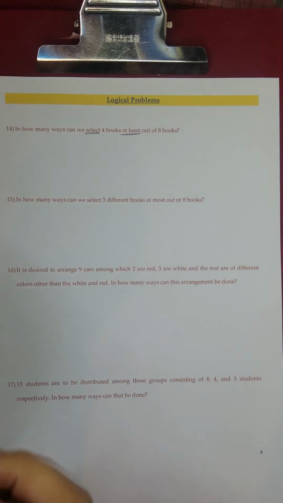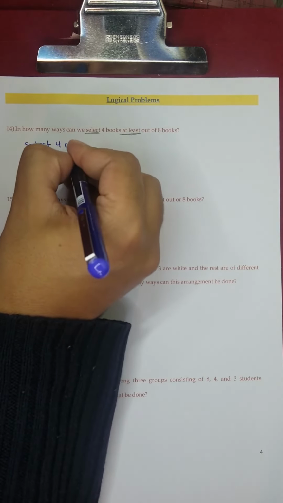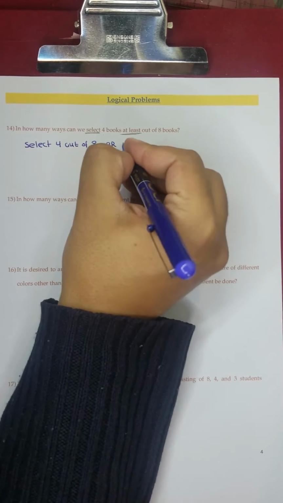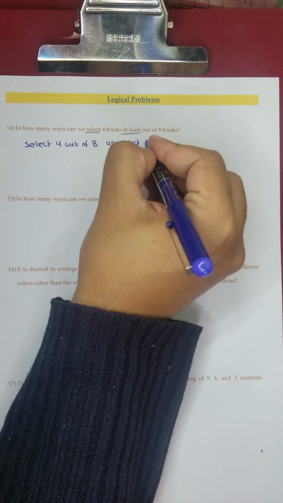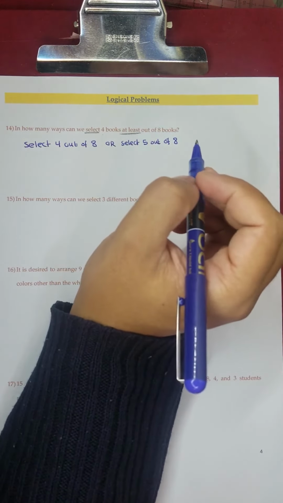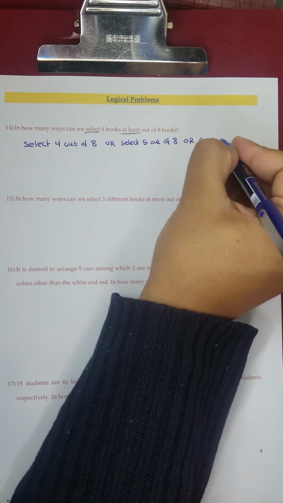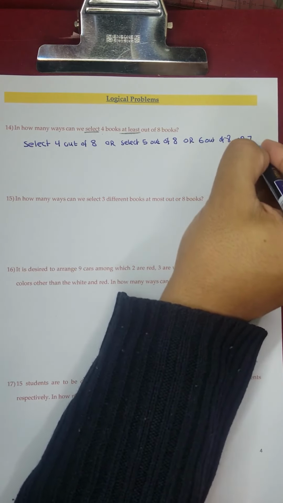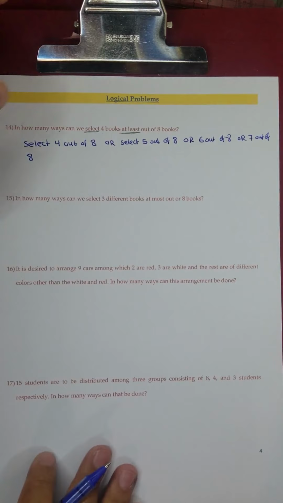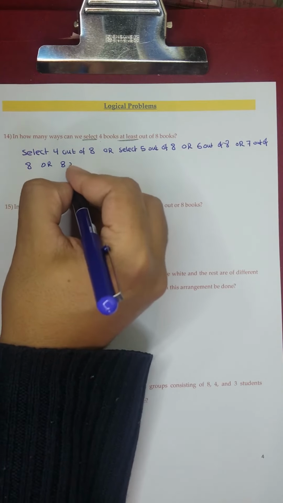It means we want to select 4 out of 8, or select 5 out of 8, because they say 4 at least. The least number is 4. So 4 or 5 or 6 out of 8, or 7 out of 8, or 8 out of 8.